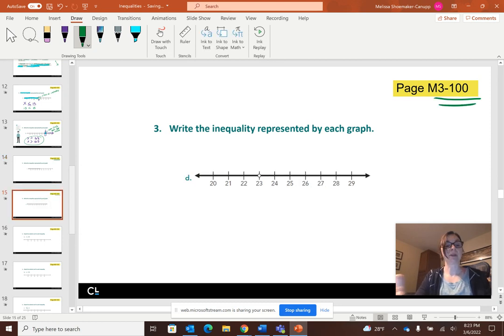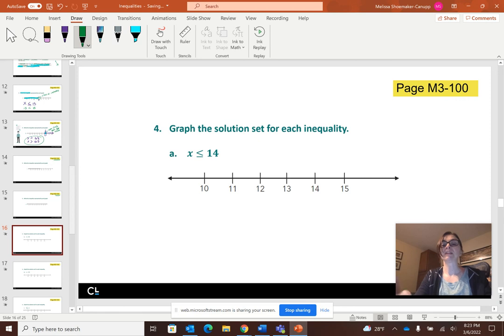Okay, so you're going to try C, page M3100, D, M3100, and then here's where you're graphing. Okay, so I'm going to pick back up on the video right here.